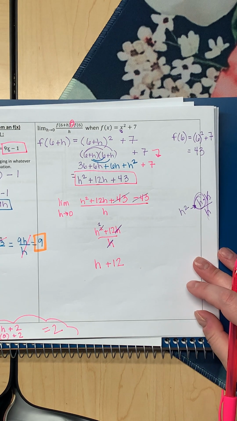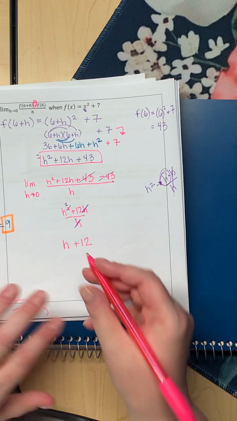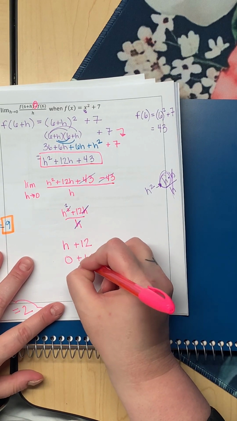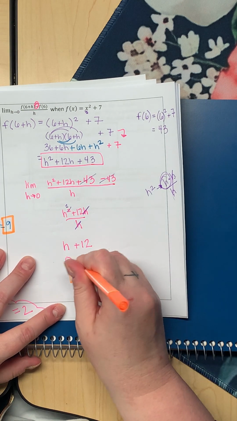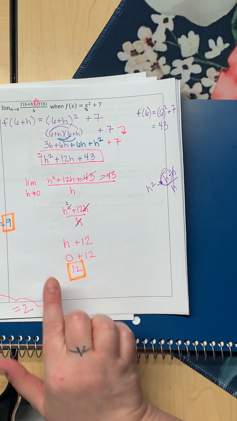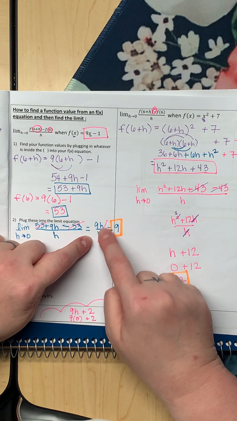Okay, and then this is where we get to use the 4th step. Plug in 0 for any h's. So 0 plus 12 is 12. Hey, done with that problem. And on the last example, we did not plug in a 0, but remember, that's because the h canceled.